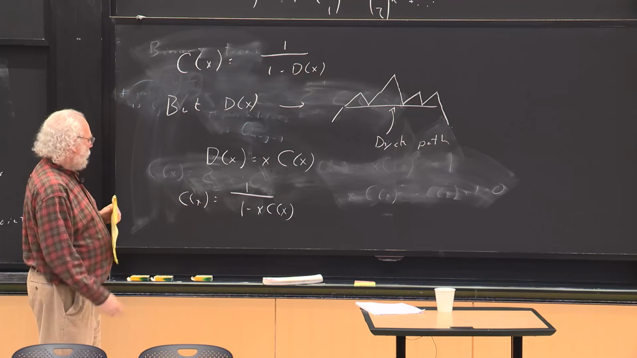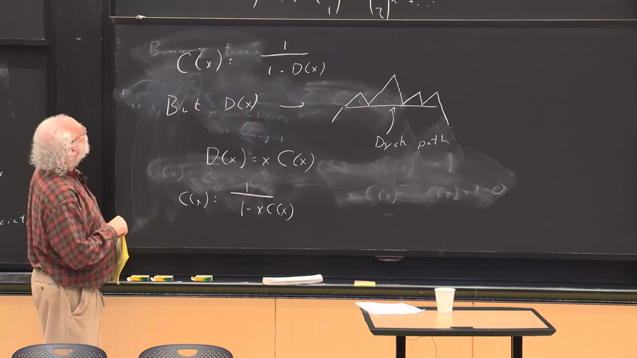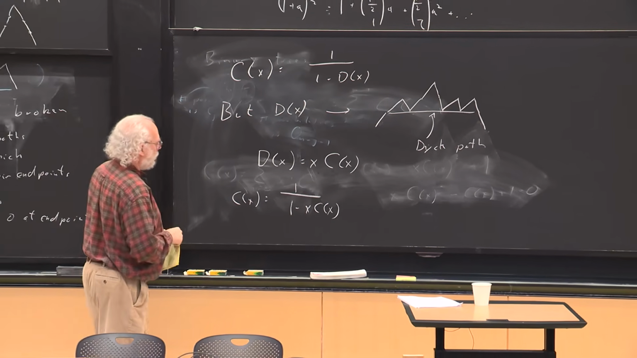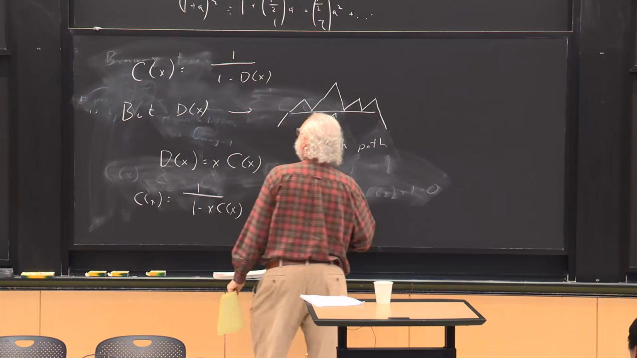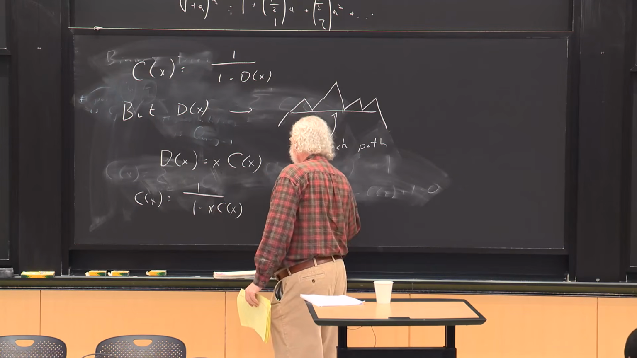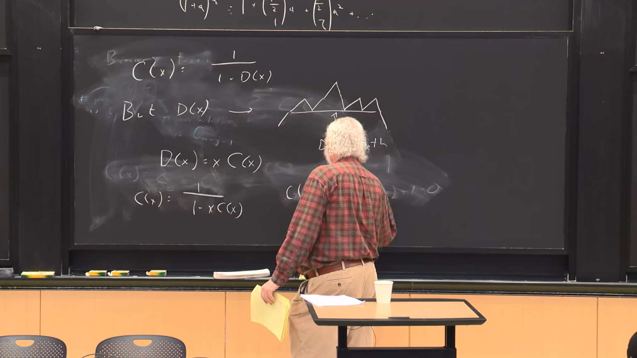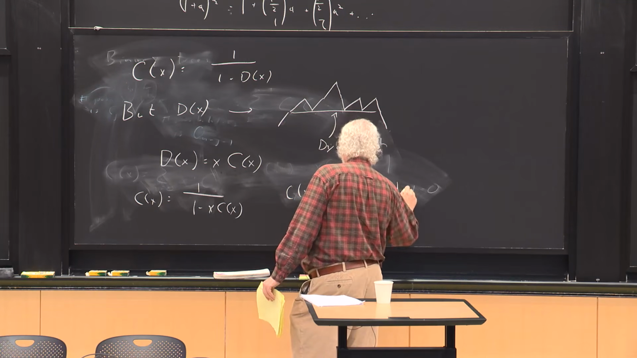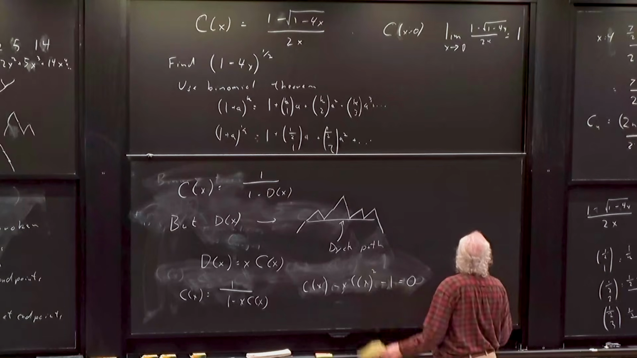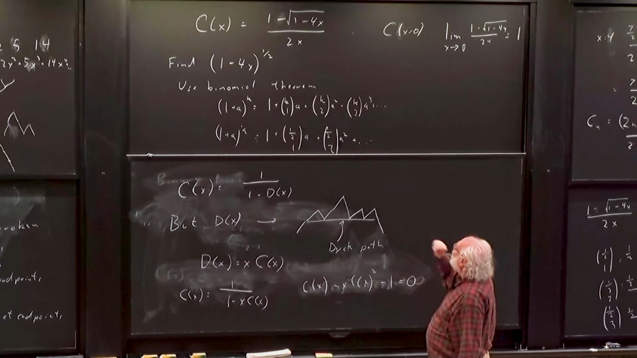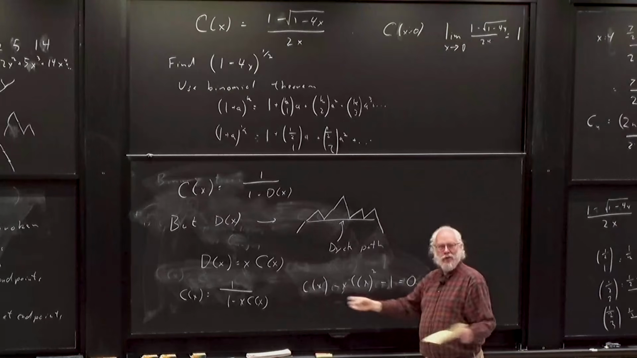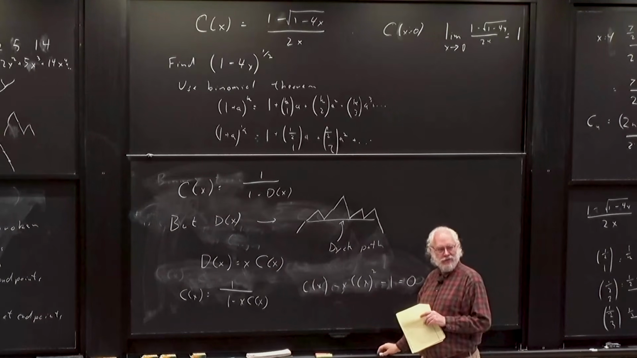And you should be able to multiply this equation on both sides to get x c of x squared minus c of x plus 1 equals 0, which is the same equation we had earlier. And you get the same quadratic equation, and you can do everything exactly the same way as we did earlier.